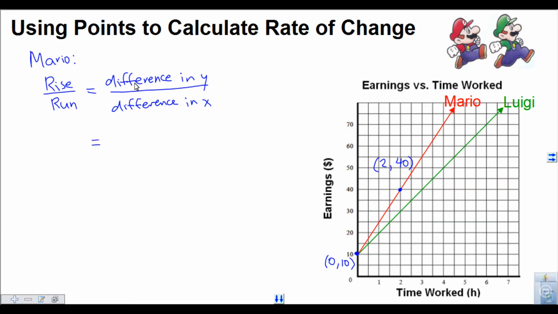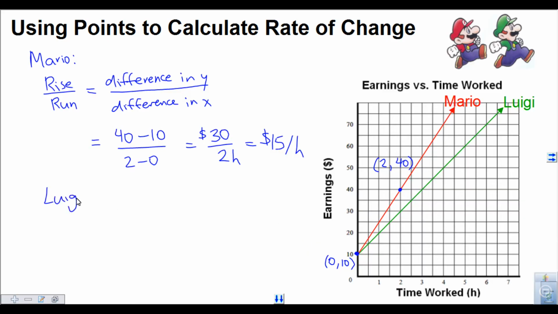So if we do that calculation here, the difference in the y, I'm just going to subtract the 2 y numbers. So that's 40 take away 10. And then for the difference in the x, I do 2 take away 0. So if we do that really quickly, 40 take away 10 is 30, divided by 2, and that's equal to 15. And well, the 30 was dollars, the 2 was hours again, right? So that's dollars per hour. And we can do the exact same thing with Luigi.